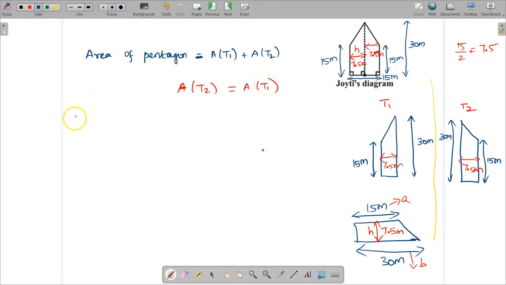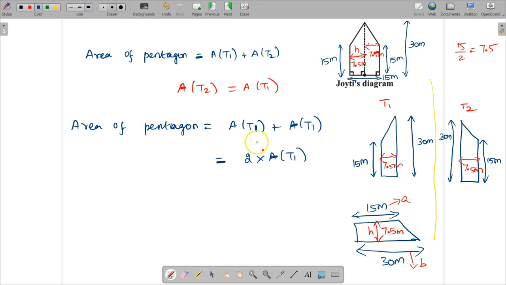So I can rewrite the area of the pentagon as the area of trapezium 1 plus the area of trapezium 2, which is equivalent to the area of trapezium 1. So instead of writing 2, I can write it as T1. So trapezium 1 is repeated two times. So it is 2 into A of T1. So A of T1 plus A of T2 is 2 into A of T1.